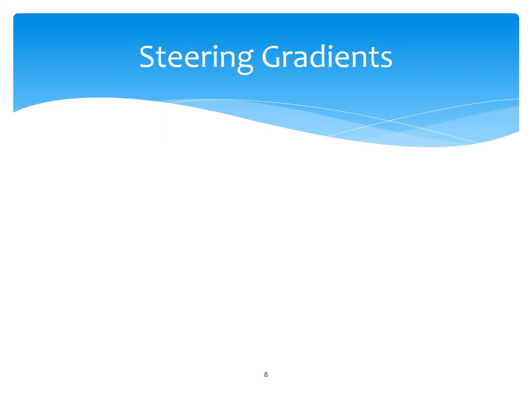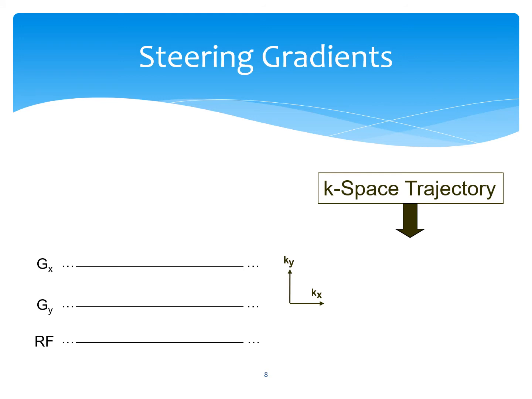Let's now take a look at the specific mechanism of how the steering is performed and the design of the steering gradient pulses. We will focus on a single segment of a spin echo and look at the different pulses and the corresponding K-space trajectory.